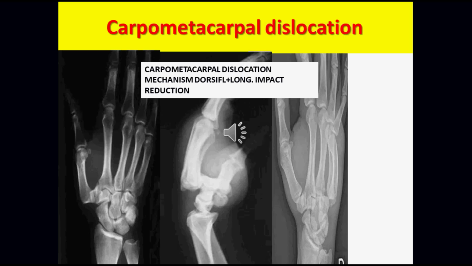Carpometacarpal dislocation: when there is dorsiflexion and longitudinal impact, especially in motorcyclists and boxers, this may cause carpometacarpal dislocation. Sometimes this problem is associated with fractures. If it is difficult to diagnose by X-ray, CT scan is advisable. Treatment: closed reduction is a trial, and if it fails, we go for open reduction and fixation with K-wires.